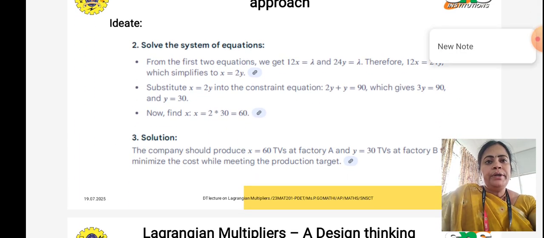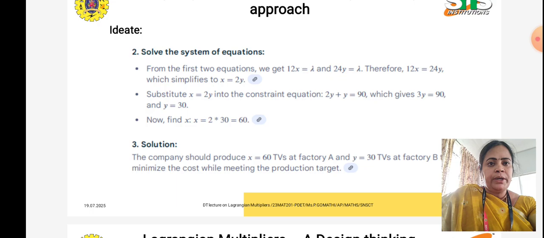So now we are going to solve the system of equations. From the first two equations we get 12x equal to lambda and 24y equal to lambda. Therefore 12x is equal to 24y, which simplifies to give x equal to 2y. Here you are going to substitute x equal to 2y in the constraint equation. So 2y plus y equal to 90, or y is equal to 30. Substituting the value of y, you get x equal to 2 into 30 equal to 60.